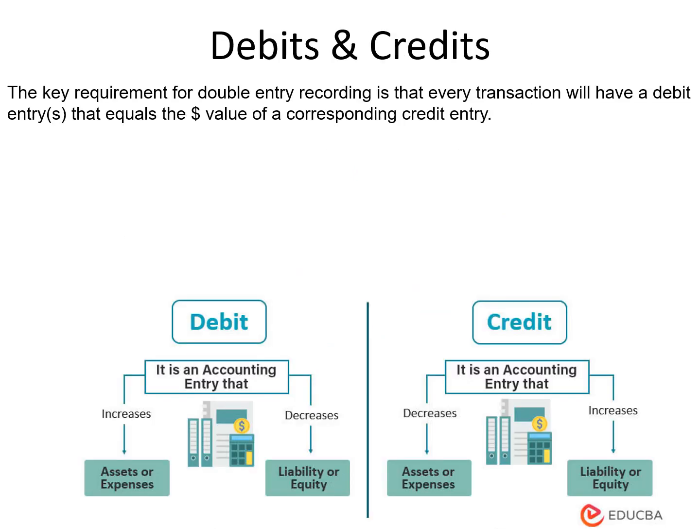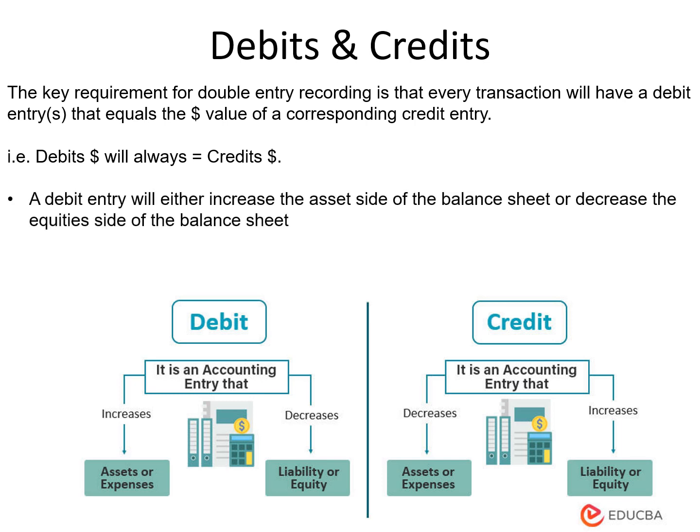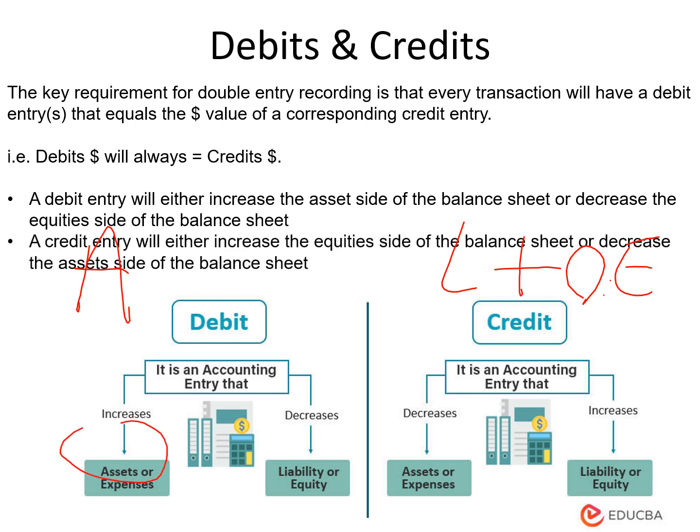So some key terminology here, debits and credits. Debit entries in dollar terms will always have a matching credit entry in dollar terms. And we need to link this back to the balance sheet. Again, this is the assets side of the balance sheet. This is the liabilities and owner's equity side of the balance sheet. So when our asset goes up, we're going to do a debit entry. When our liability and owner's equity goes up, we'll do a credit entry.